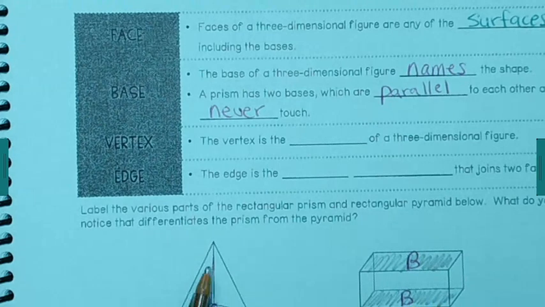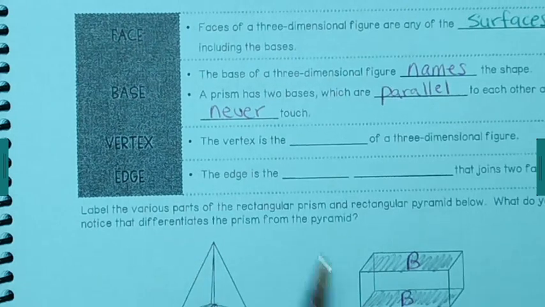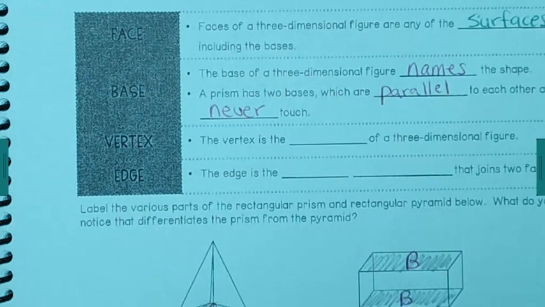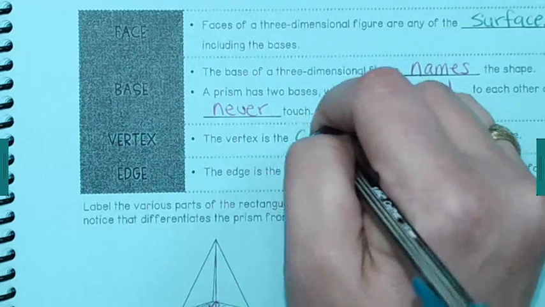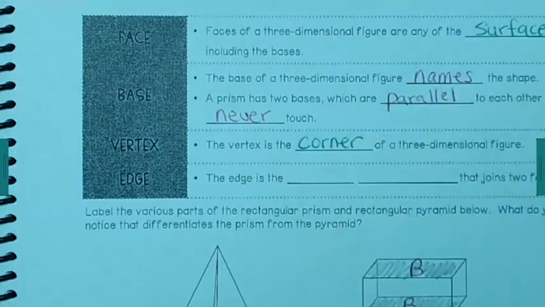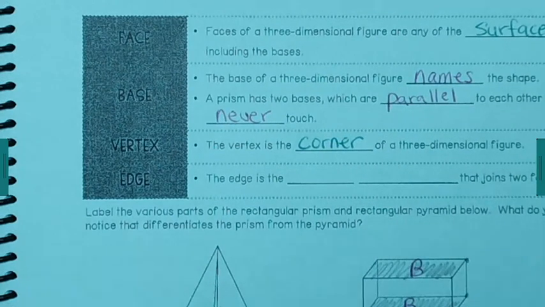So if it doesn't come to a point, it better have 2 bases. Okay? If it doesn't come to a point, it has to have 2 bases. The next one, the vertex, is the point, the corner. So that means everywhere 2 lines meet, that's a vertex. That's a vertex. That's a vertex. It's just anywhere where 2 points come together, that's a vertex.